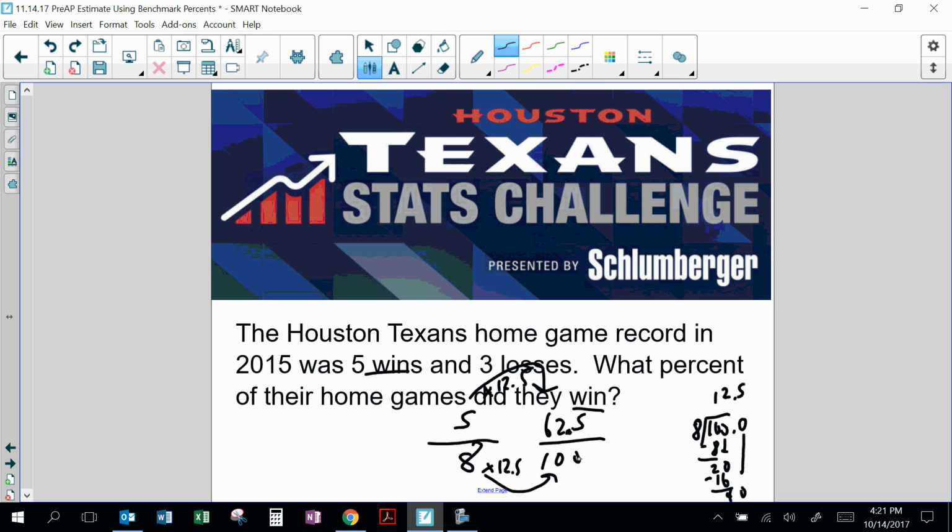And what is the percent of anything per 100? So their percent of wins is 62.5%. That's the percentage they won. So they must have lost 37.5% that season.